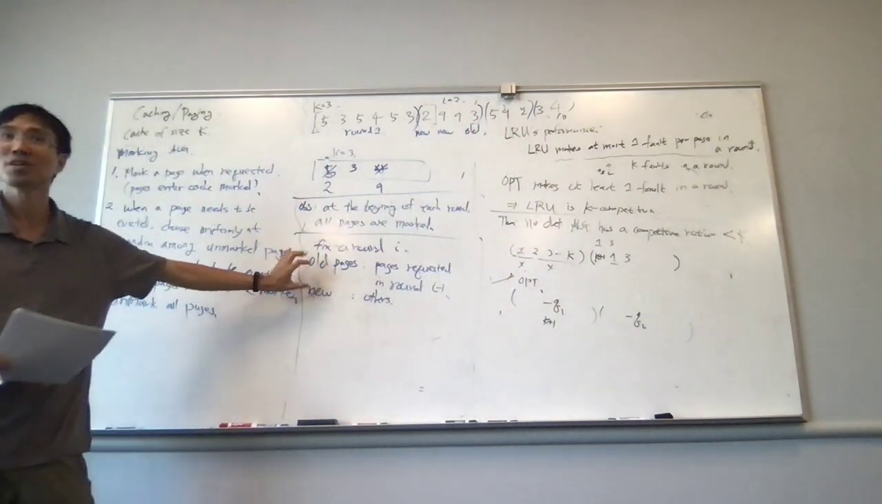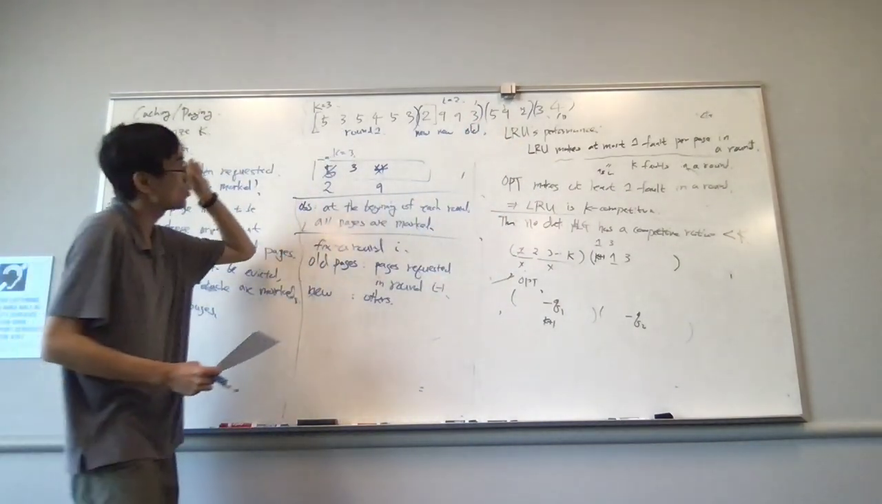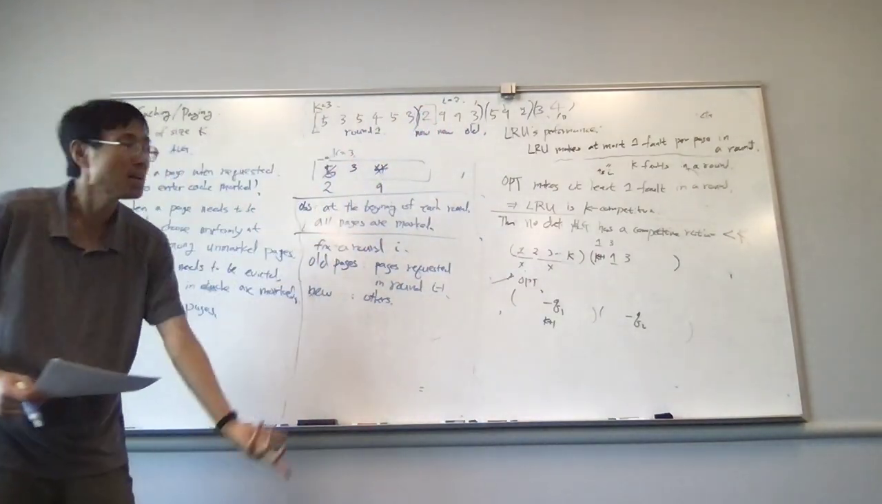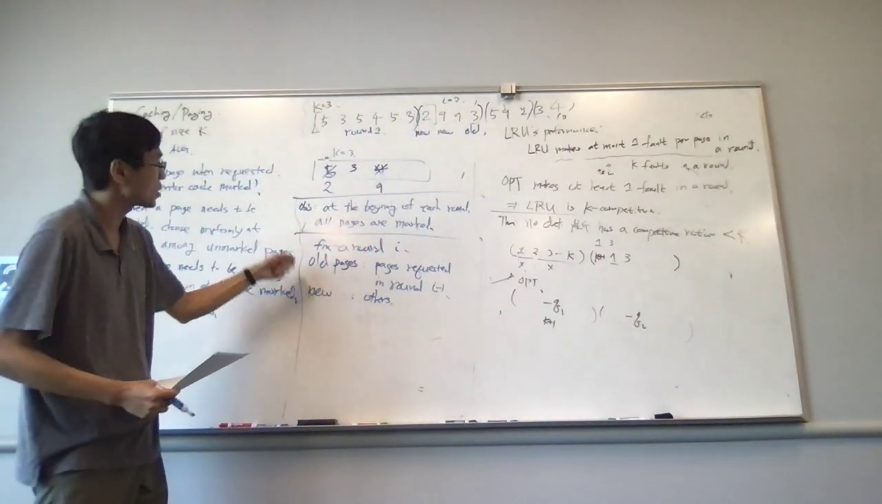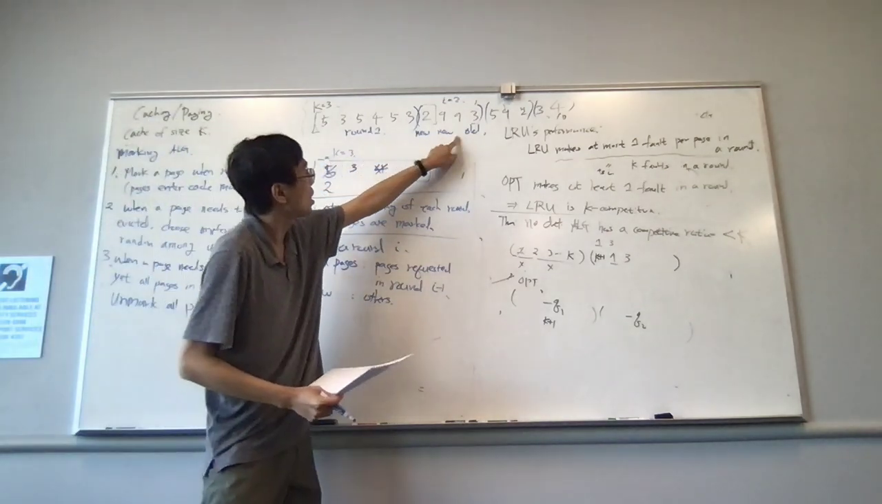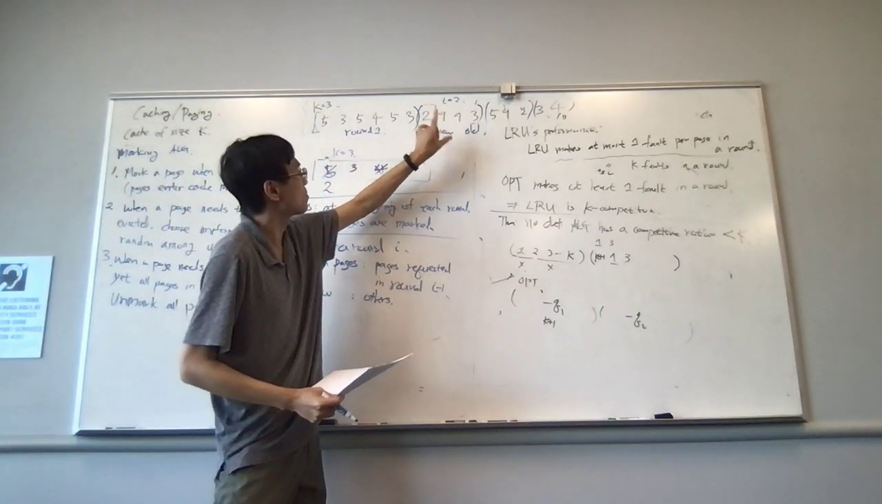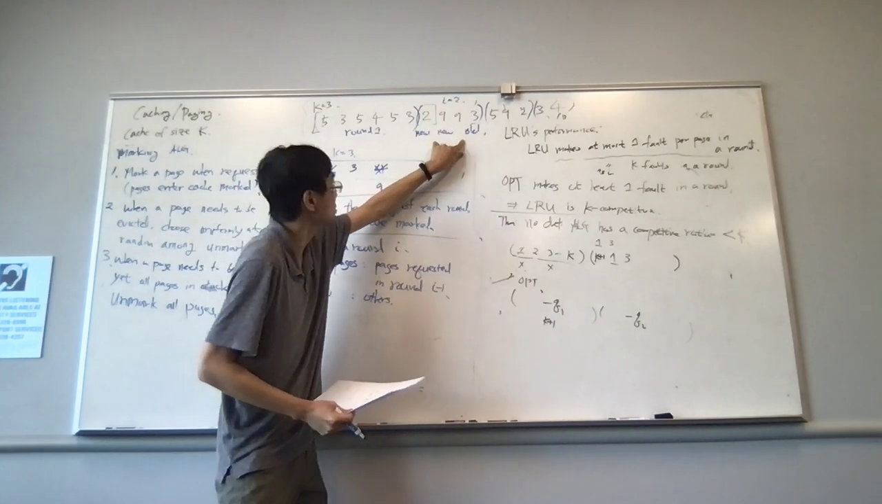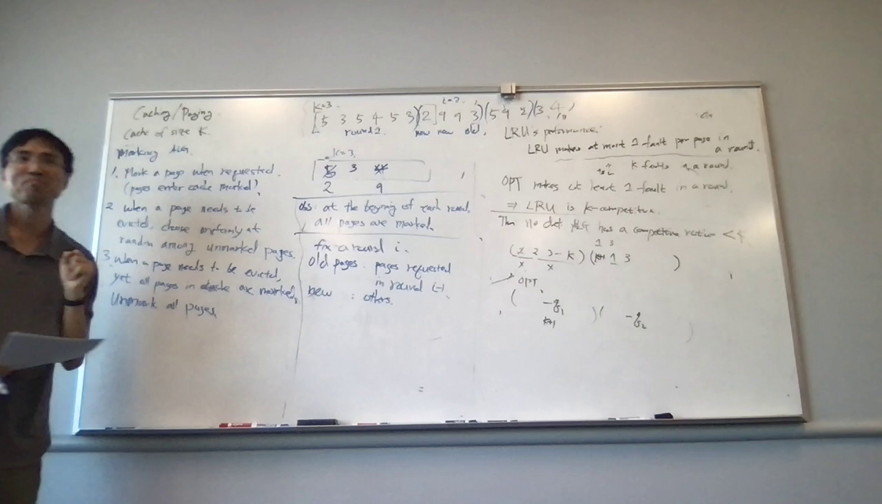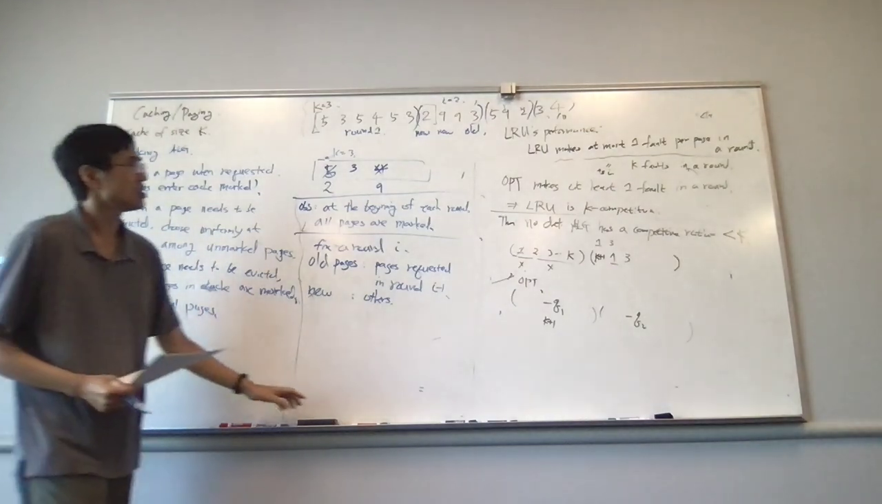Is the difference clear? I'm focusing on one specific round because I'm going to do round by round, but I'm defining old pages and new pages by comparing the pages, by looking at whether those pages were requested in the previous round or not. Great.